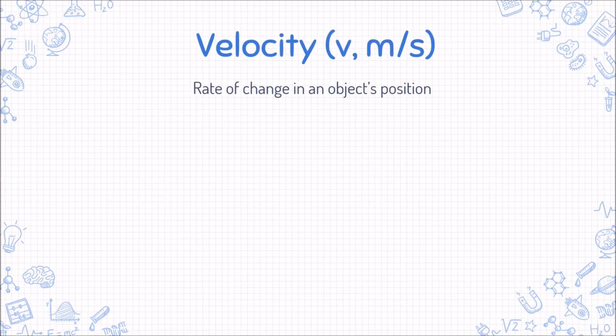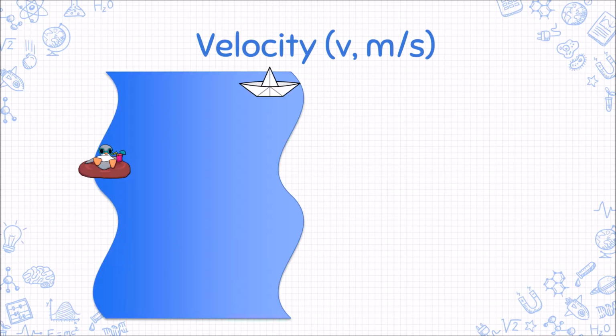For velocity, velocity is the rate of change in an object's position. One example for velocity that we often come across is when we have some sort of object crossing a river with a current in it. So in this case, we have Sigmund trying to paddle across a river, and the river has a current pushing Sigmund downstream. So Sigmund's resultant velocity is actually this white arrow, this white vector here.